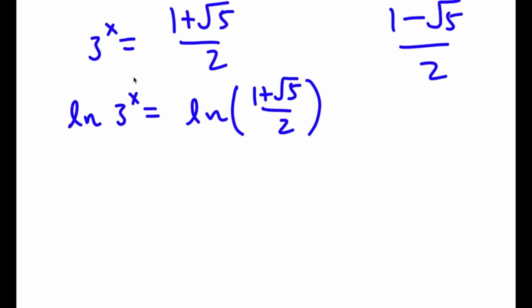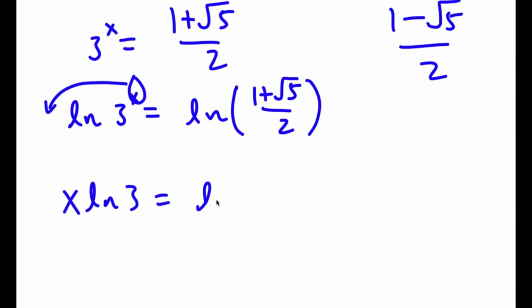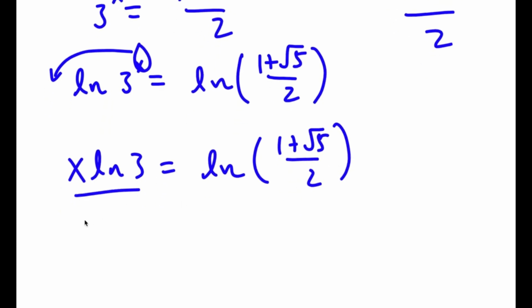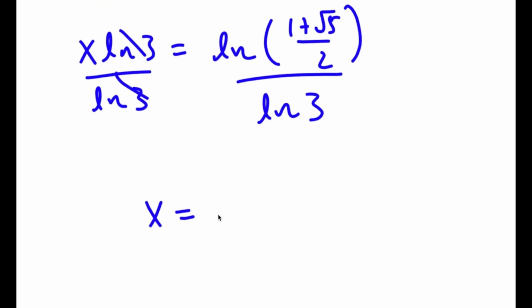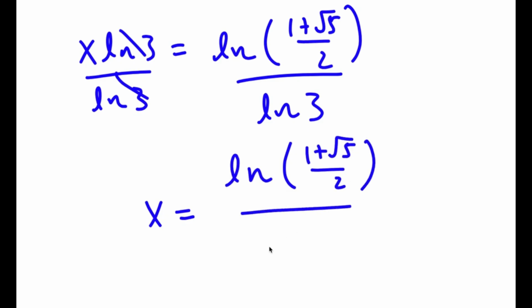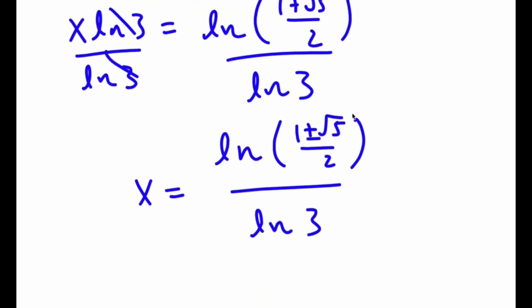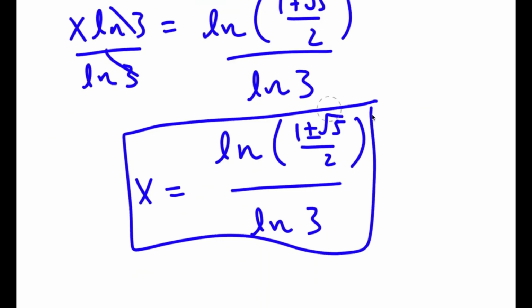And now I can move this to the front. So now I have x times ln 3 is equal to ln of (1 plus the square root of 5) over 2. Now if I divide both sides by ln 3, these two cancel out, and I'll be left with x is equal to ln of (1 plus the square root of 5) over 2, over ln 3. And this is actually plus or minus, because the same goes for 1 minus the square root of 5 over 2. So these are my two solutions.